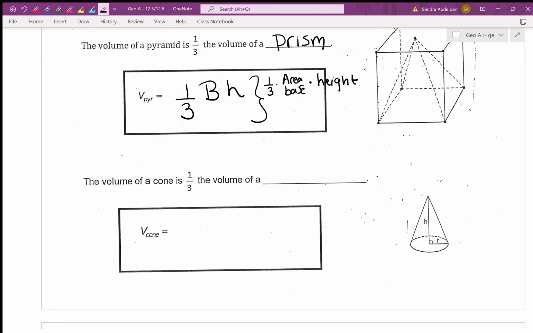Okay, the volume of a cone is also 1/3 capital B times H. The volume of a cone is 1/3 the volume of a cylinder.